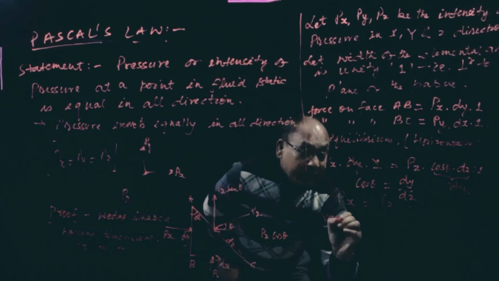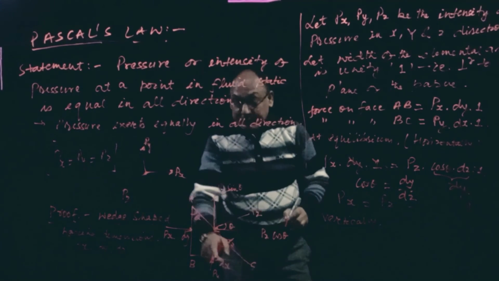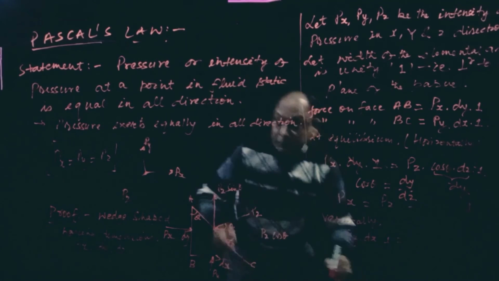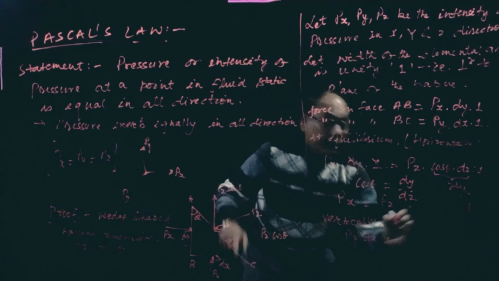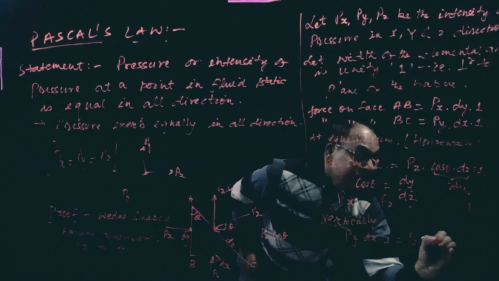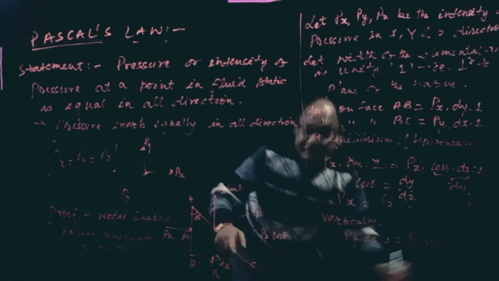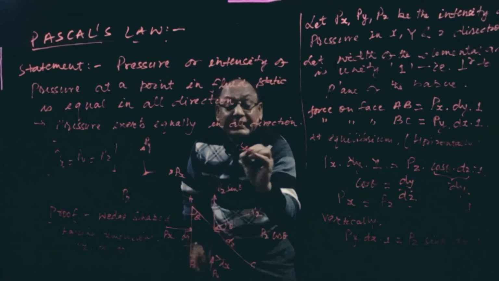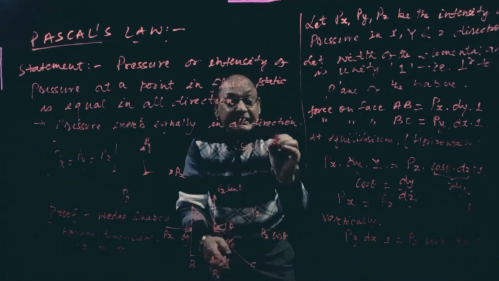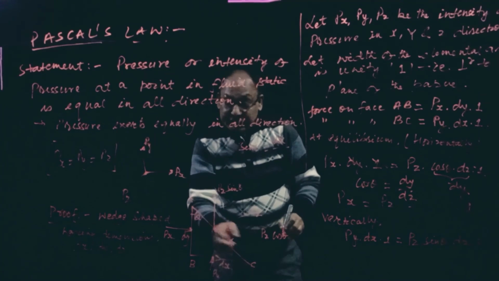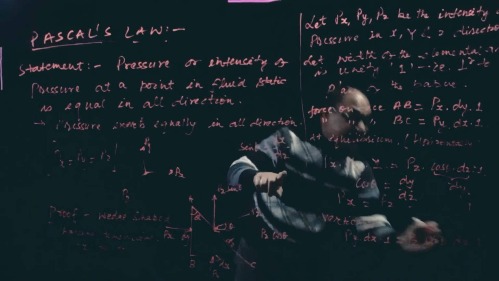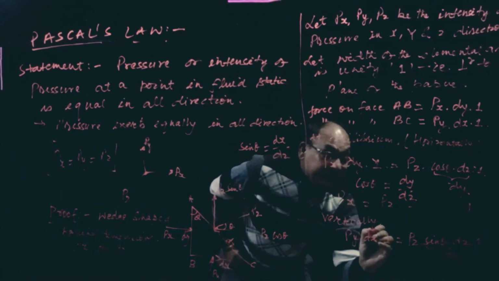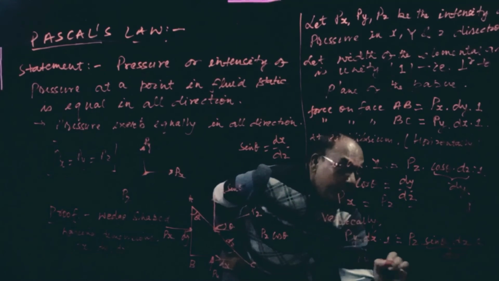Now vertically, if we apply the forces, then Py into dx into 1 will be equal to this force. This force will be Pz into sin theta into dz into 1. Now from the same figure, sin theta is equal to p by h, where p is dx and h is dz. So sin theta into dz is dx. This dx will get cancelled, 1 will get cancelled. So Py is equal to Pz.